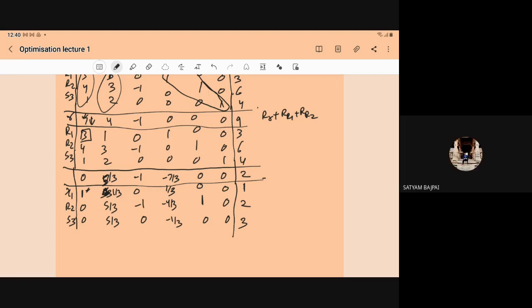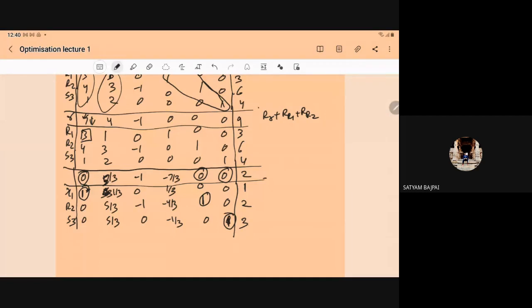S3's second last element will be 1. Just to the left of the solution it should be 1. This one, yes. So again x1, r2, s3 will be 1, 1, 1. They will form the identity matrix. That is the sign of correct calculation. And here they must be 0. The Z coefficient for the basic variable must be 0.